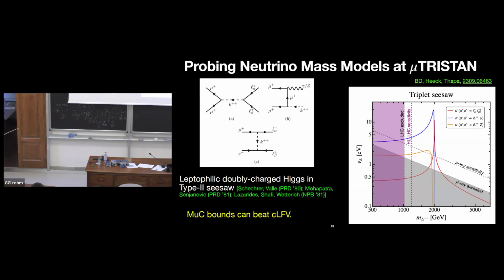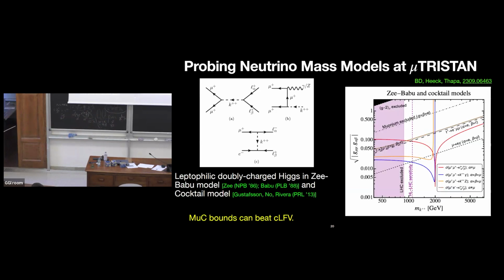Okay, and then one final example I will show you is that you can also have the same doubly charged scalars in radiative models of neutrino mass. There are a few examples, like the Zee-Babu model, and there is another model called the cocktail model. So this is a 2-loop model, and this is a 3-loop neutrino mass model. Again, you have some sensitivity to this parameter space beyond what you can probe by using LFV. So that's the bottom line here, that there are neutrino mass models where you can allow for new parameter space to be probed at the Muon collider.